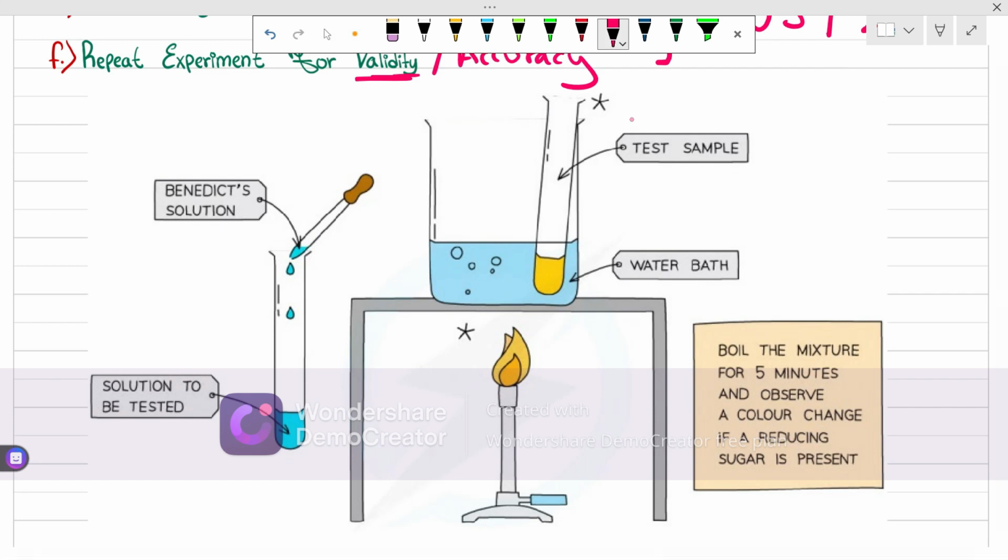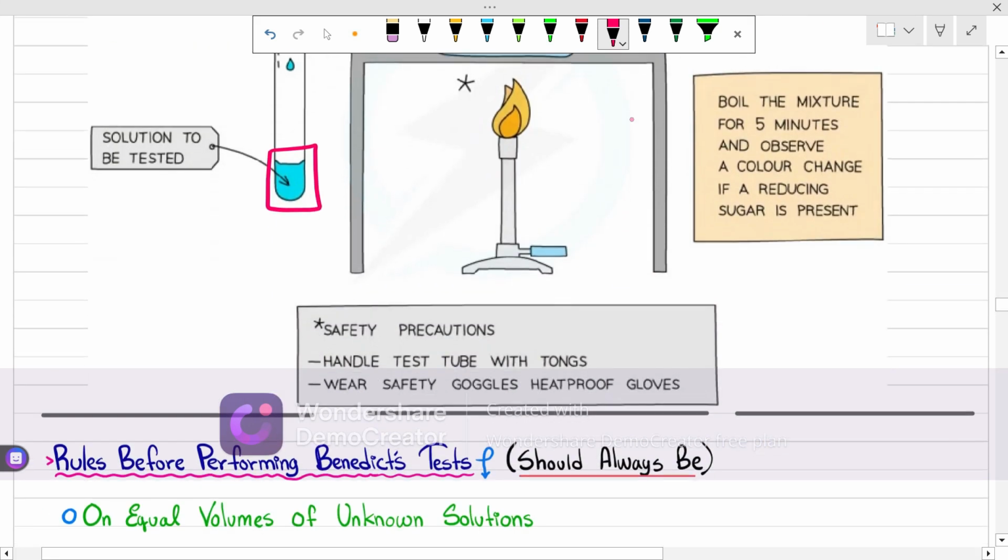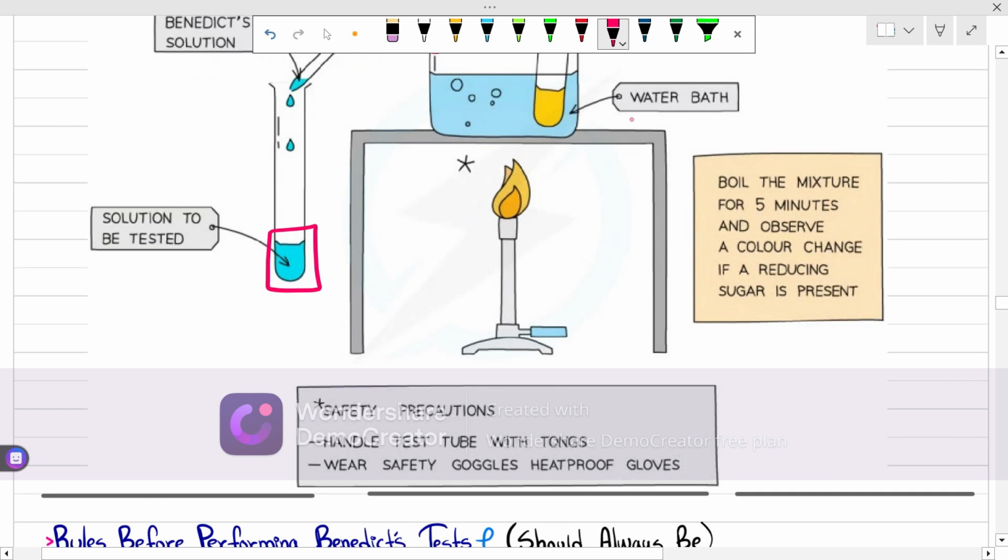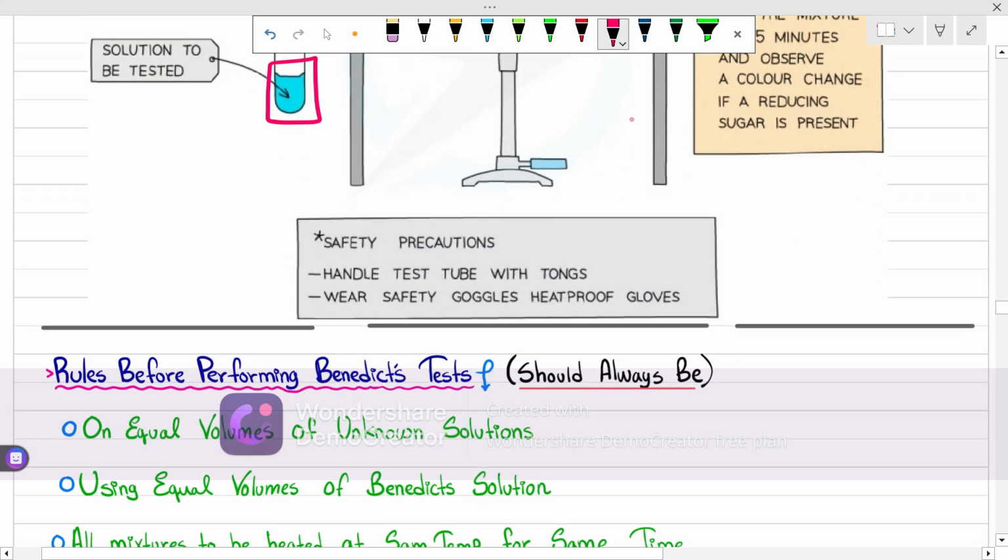So let's see what's going on here. This is an illustration for this test. We have a solution to be tested. This is the sugar sample solution. We add Benedict's solution to this food sample, and then we heat this for 5 minutes at 60 to 70 degrees Celsius in a thermostatic water bath. This is the thermostatic water bath. And after that, we observe the color change. Again, safety precautions is a must. Safety goggles, heat-proof gloves, test tube with tongs. This one is optional.